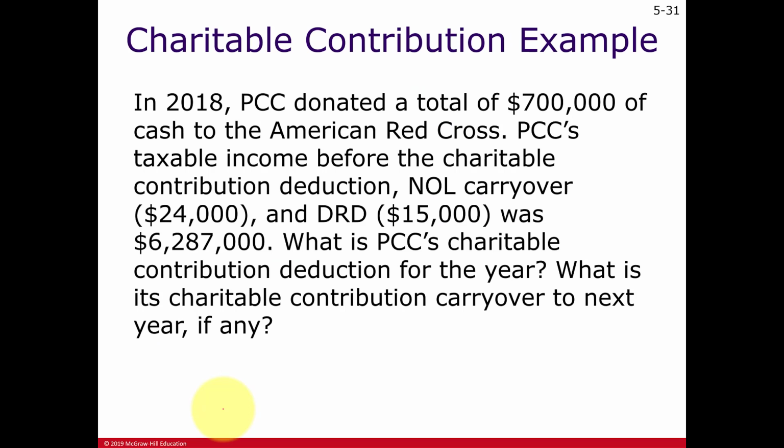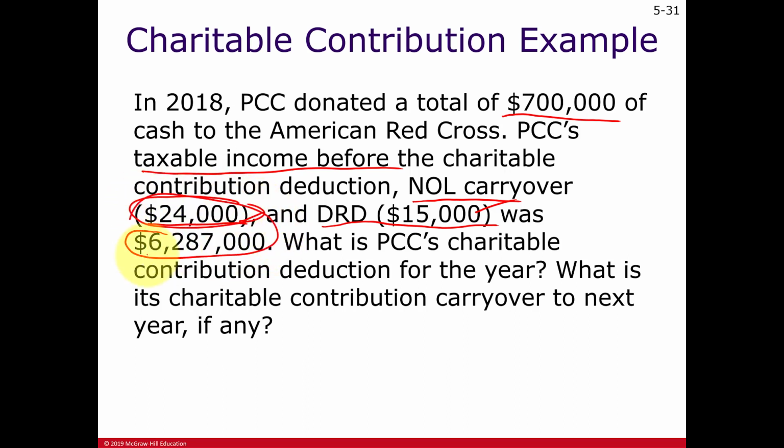So let's look at an example where we have a charitable contribution of $700,000 for the year, and we have NOL carryforwards of 24, which is okay to deduct, and dividend received deductions of 15, which we haven't learned to calculate yet, but we learned in the previous slide that you have to not deduct this from your taxable income. So the taxable income was before these two amounts here, but you can deduct this. What you cannot do is carry it back. That's no longer available.